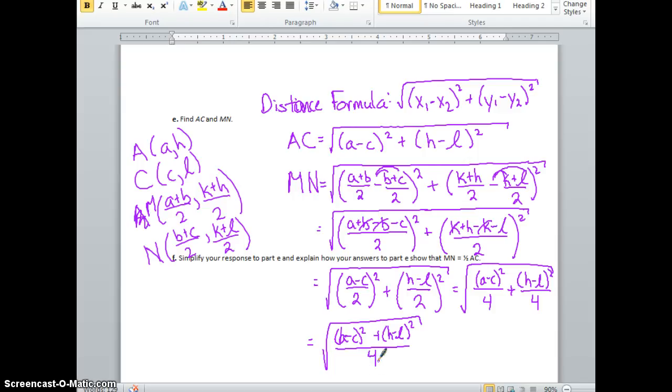And when I have square roots, I can do exactly the same thing that I was talking about with the squares. I can take the square root of the top and the square root of the bottom separately. So that would leave me with the square root of A minus C squared plus H minus L squared on top, all over the square root of 4, which is 2. And here is the grand reveal, because notice the distance of, why is this not selecting?